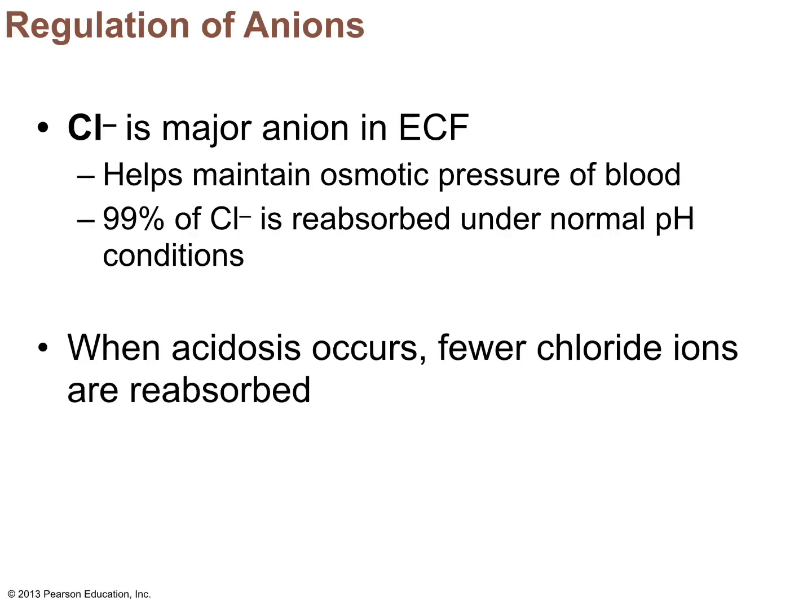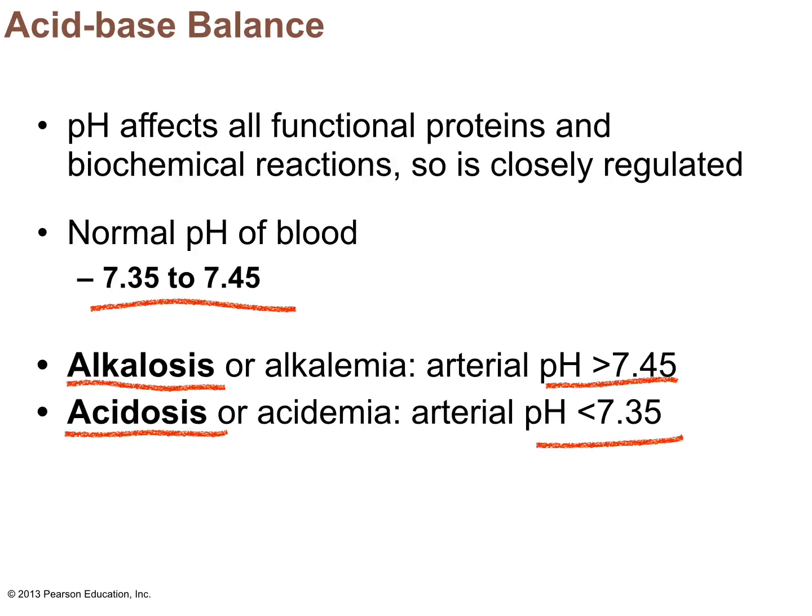As we said, it's the major anion in the extracellular fluid. 99% of chloride is reabsorbed under normal pH conditions. If acidosis occurs, then we absorb less chloride ions. Remember, chloride is really important for things like HCl, right? We talked about that in the digestive chapter, that the parietal cells are going to secrete this substance called HCl. Well, the Cl part is chloride. So that takes care of the electrolyte portion.